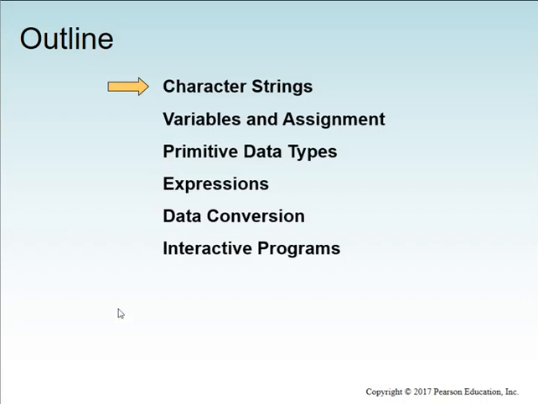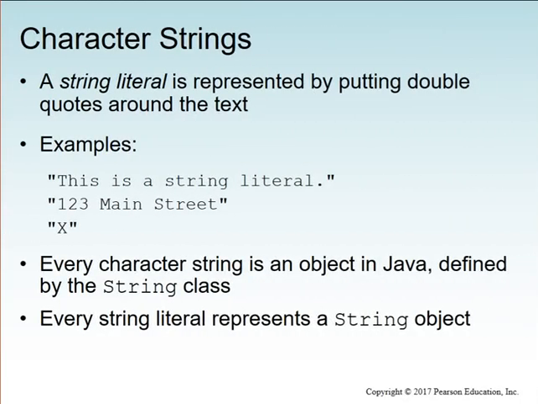First section in chapter 2 of the book. It's on character strings. A string literal is represented by putting double quotes around the text. So, as the examples indicate, this is a string literal enclosed in double quotes, 123 Main Street enclosed in double quotes, or even the single character X enclosed in double quotes represents a string.